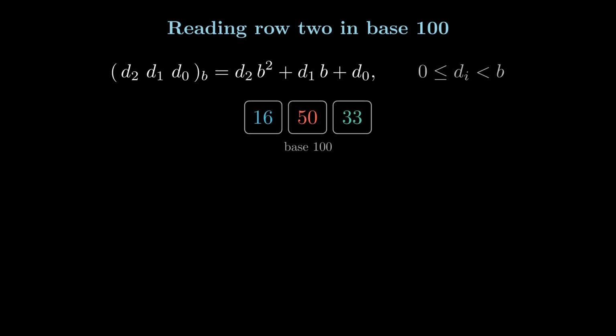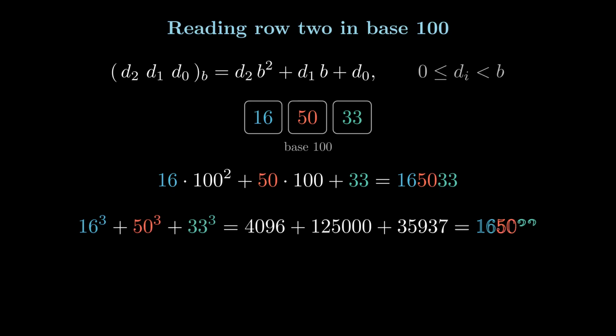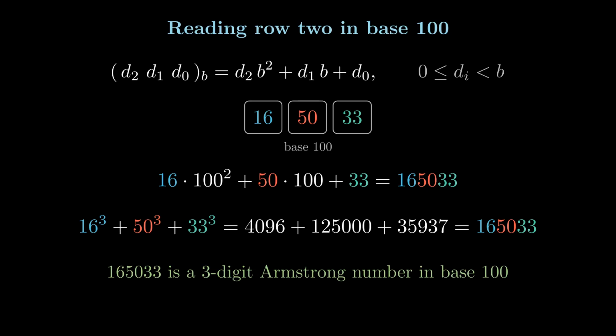Now, let the base be 100, where a single digit is anything up to 99. Take the three digits 16, 50, and 33. We'll draw each digit in its own box. As a base 100 number, because each digit is exactly two decimal digits, the blocks simply concatenate to give 165,033. Notice that this is exactly equal to 16 cubed plus 50 cubed plus 33 cubed. So, the number we started with is a genuine three-digit Armstrong number in base 100.